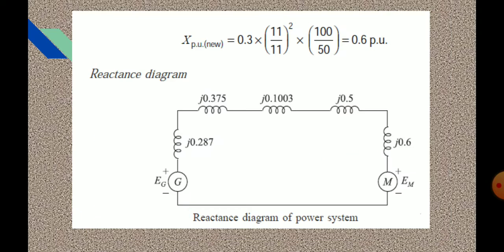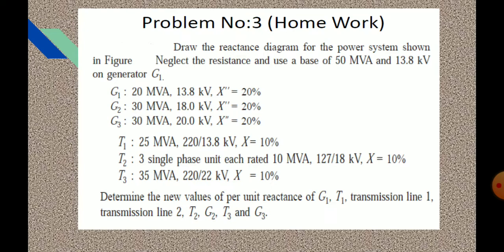But we have to represent all the parameter values in terms of ohm. This problem is actually a homework problem. Here also the ratings of generators G1, G2, G3 are given with the correct units, and transformer T1 is also given, and transformer T2 is three single phase.